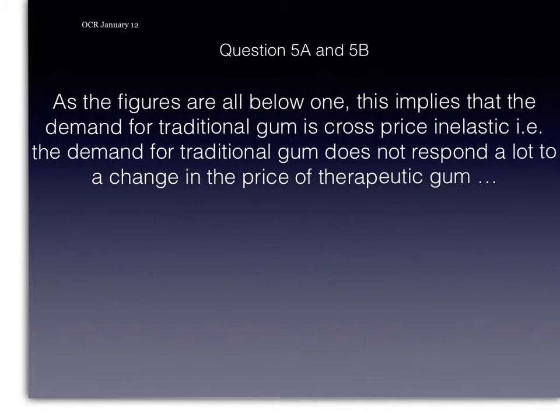Then you can say, as the figures are below 1, and now we're looking at the size of the data. So you first look at the sign, and then you look at the size. Because they're below 1, it implies that they are inelastic. Then explain what that means, i.e. the demand doesn't respond a lot to a change in the price. Remember, keep going back to the change in the price. This is where you make small mistakes.